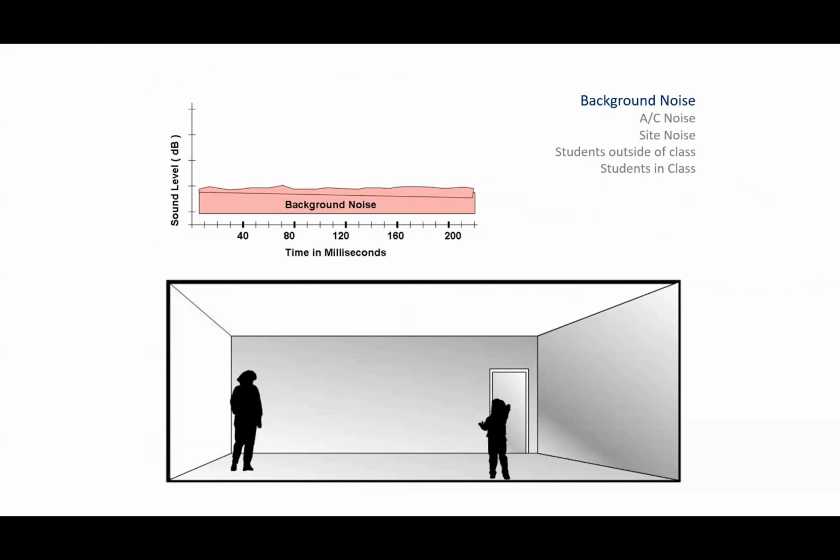So the first thing we're going to start with, as we're building up our impulse response, is our background noise. This is constantly going to be in there. This background noise might be made up of the AC noise, site noise from things happening outside, whether that's the mechanical plant, the road nearby, or trains or airports nearby impacting the site. The students outside the classroom, maybe in the hallway or the classroom next door, are still being heard, as well as the students inside the classroom themselves, again creating noise. So this is all going to create our background noise.